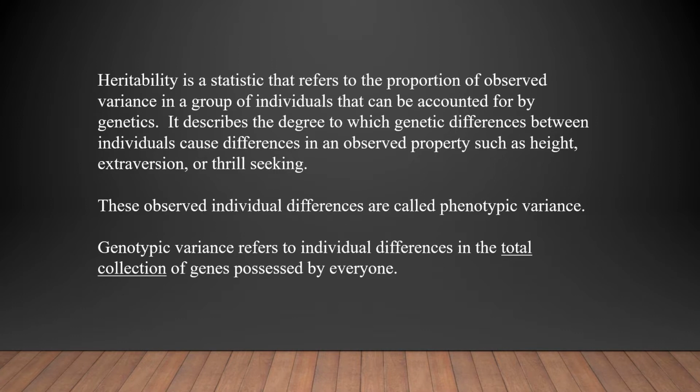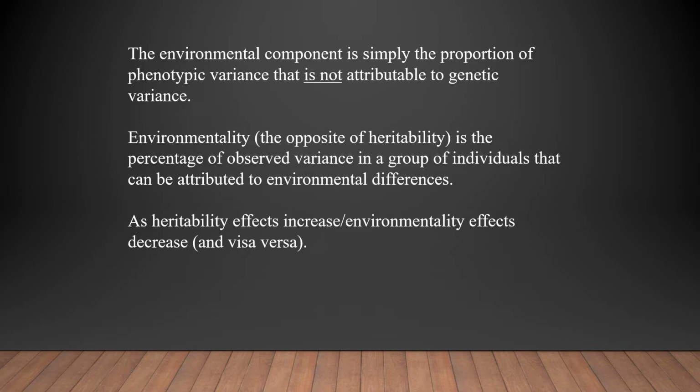So your genotype is your genetic variation, and it is the total collection of genes possessed by any individual. The phenotype is how those things are expressed. Okay, so they're slightly different. The environmental component is simply the proportion of phenotypic variation that is not attributable to genetic variation. We call this environmentality. So it's the opposite of heritability. And it's a statistic again, a percentage of the observed variation in a group of individuals that can be attributed to environmental factors.